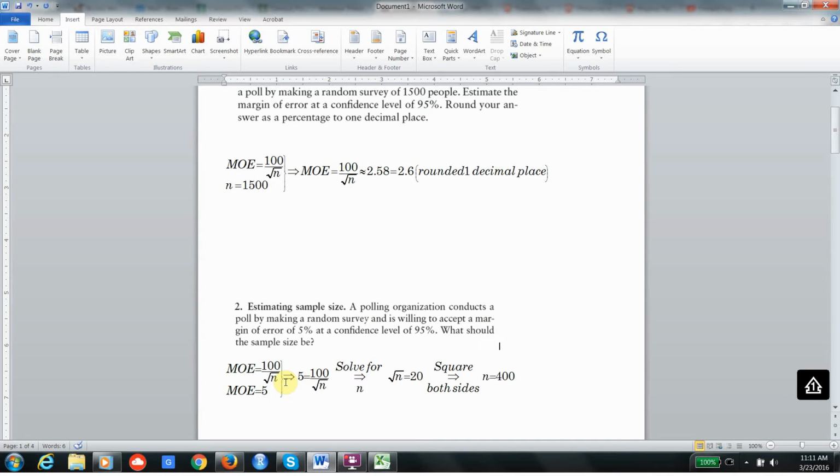They figure out what margin of error they need, and then they figure out the sample size that they need to get that margin of error. So that's how polls work, for example.